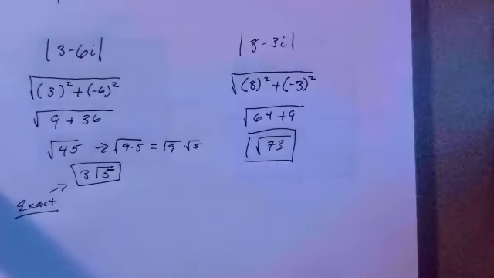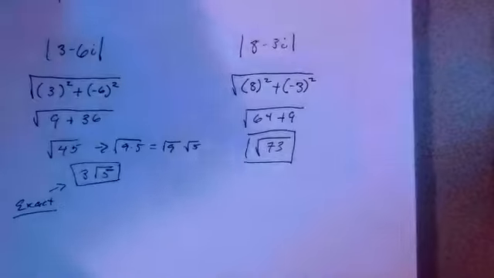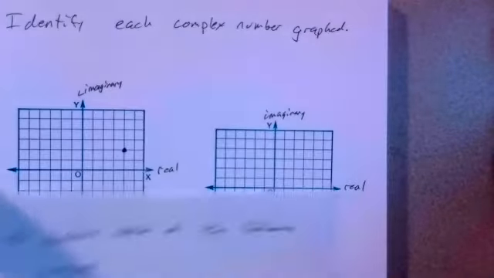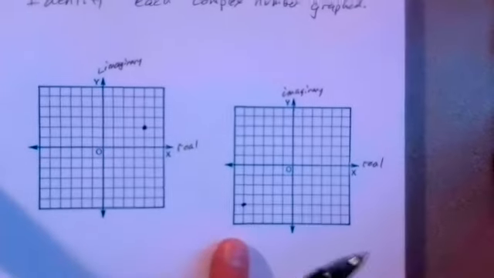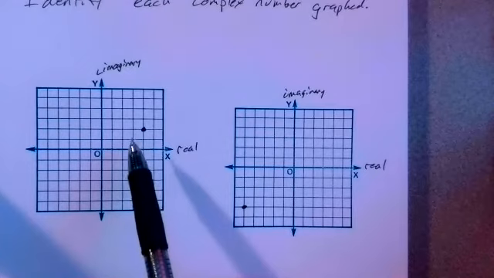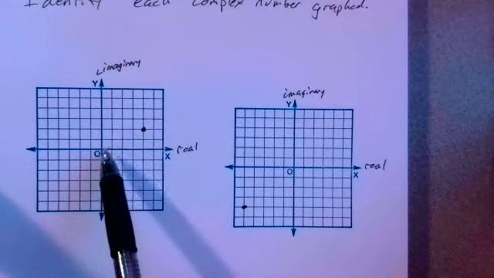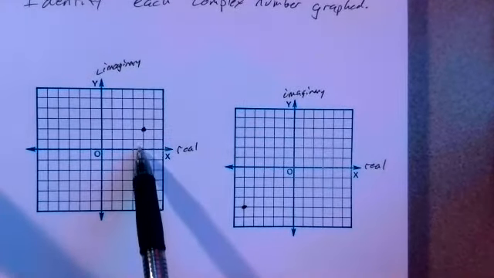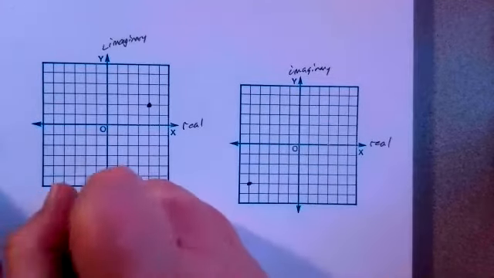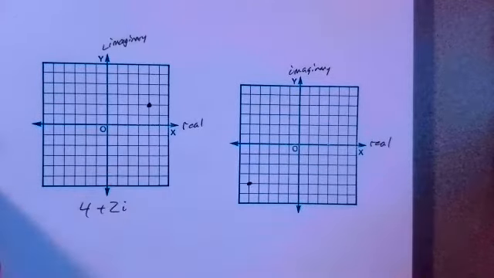So let's take a look at some more practice problems that you might see on this homework set. Identify each complex number graphed. What would the complex number be that is graphed here? Well, the real part is 1, 2, 3, 4. The imaginary part is 2. So this number would be 4 plus 2i.